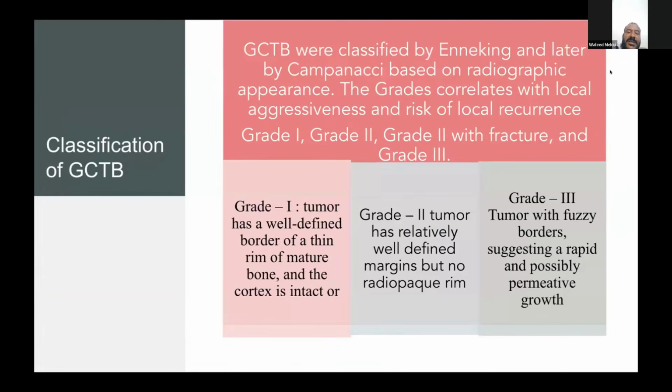So, classification of giant cell bone tumors: it was classified by Enneking, but later by Campanacci, based on radiographic appearance. We have grade 1 tumors, which are well-defined with a thin border, grade 2 tumors, which have relatively well-defined margins but no radio-opaque rim, and grade 3 tumors with fuzzy borders suggesting rapid and possibly permeative growth into soft tissue.